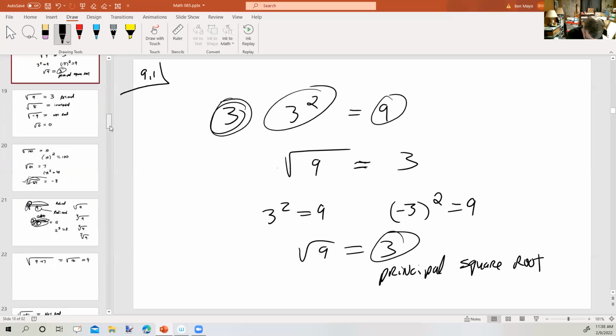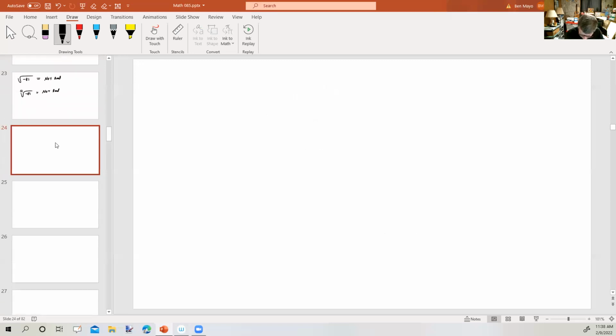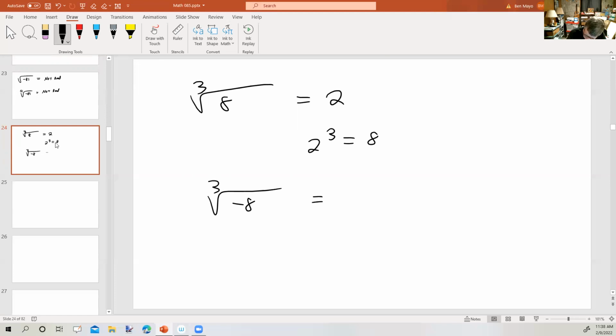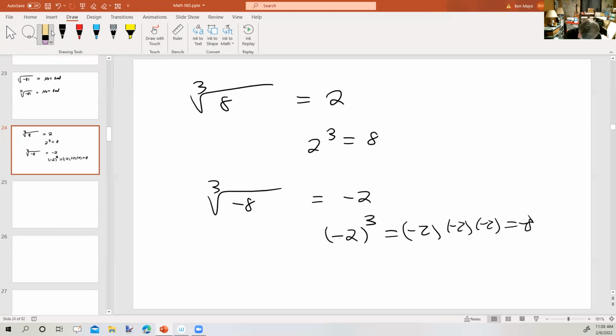But what about this? What about the cube root of 8? So I'm taking an odd root. Well, the cube root of 8 is 2 because 2 cubed is 8. But what about the cube root of negative 8? Well, that's negative 2 because negative 2 cubed is negative 8. So you can take an odd root of a negative number. You just can't take an even root. And you can get a negative answer when you take an odd root.